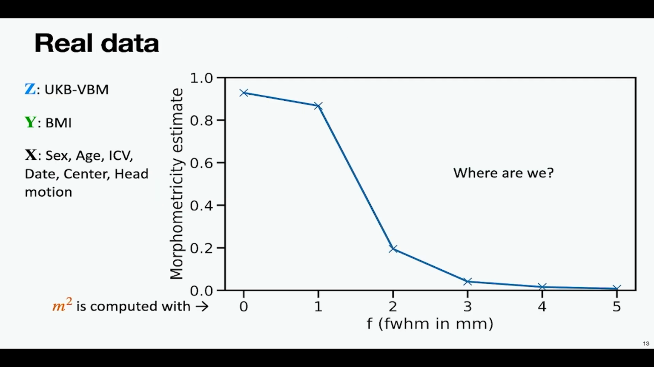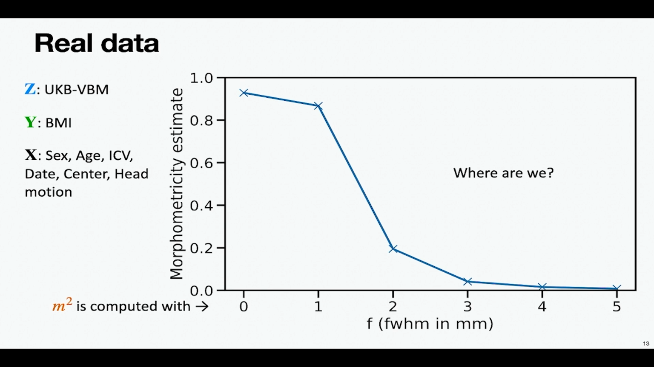Okay, so now, finally, let's move on to real data. So the Z, the MRI images, are the same. It's still VBM data from the UK Biobank. The Y, the phenotype of interest, is the BMI. This was the one that yielded very high results in previous works. And we include a bunch of covariates.